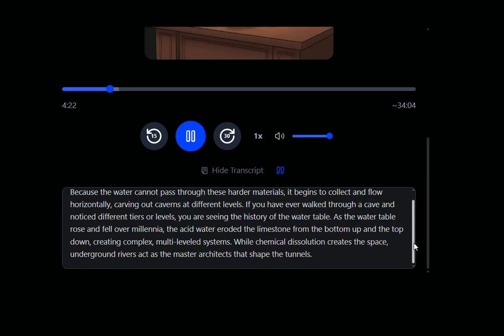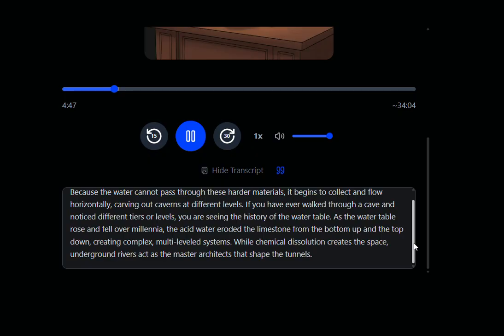Because the water cannot pass through these harder materials, it begins to collect and flow horizontally, carving out caverns at different levels. If you have ever walked through a cave and noticed different tiers or levels, you are seeing the history of the water table. As the water table rose and fell over millennia, the acid water eroded the limestone from the bottom up and the top down, creating complex, multi-leveled systems.